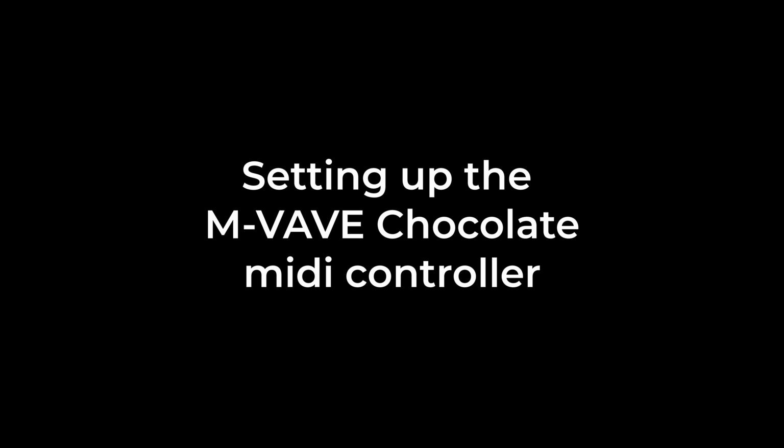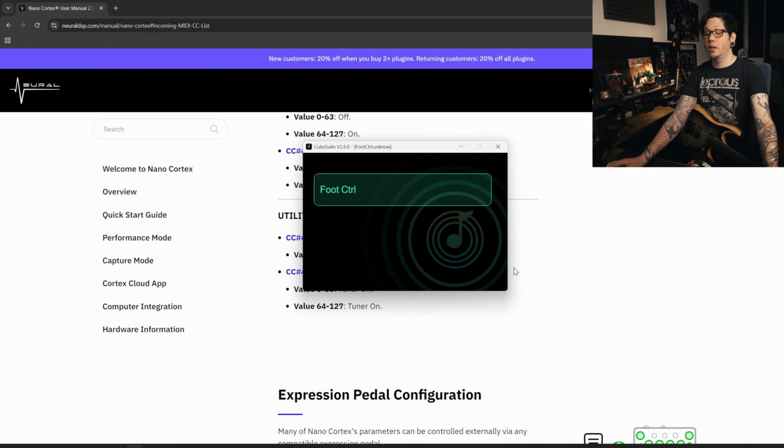So I'll show how I've set up the M-Vave Chocolate so you have an idea of what to do to set up MIDI CCs on your device. Now I've hooked up the MIDI controller to my PC using USB-C, and then by using CubeSuite, which you can download from the M-Vave website, we can then access the controller and program it so it does the MIDI CC commands or MIDI changes the way we want it for the Nano Cortex.